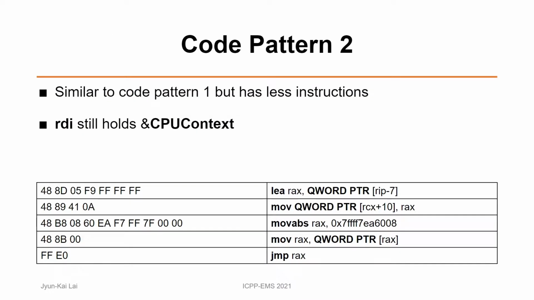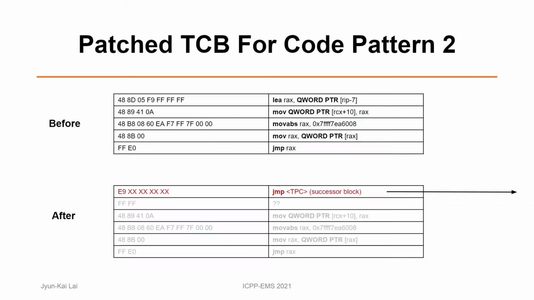In code pattern 2, you will notice there are fewer instructions in comparison with code pattern 1. Now RDI holds the CPU context. In code pattern 2, we can directly patch the destination in the front.